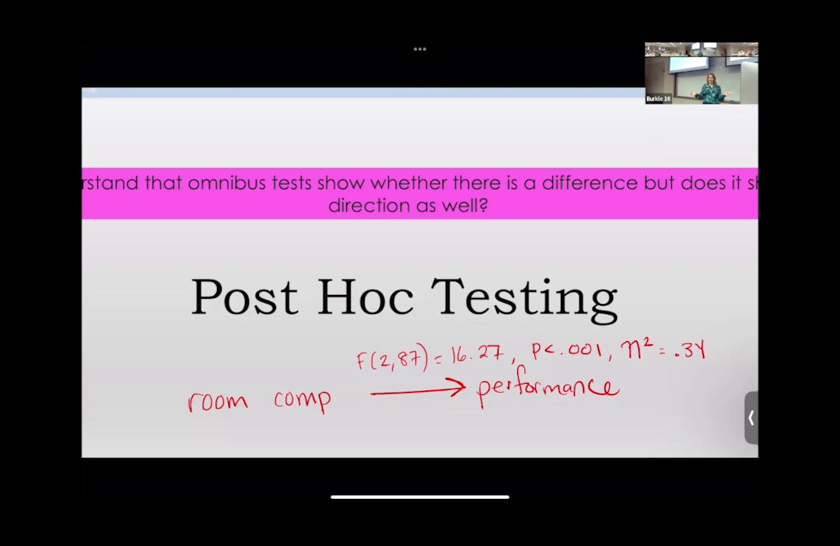I don't know where, and directionality is this is higher than this or lower than this. So no, we don't get directionality from the ANOVA. We only get directionality from the post hoc testing.